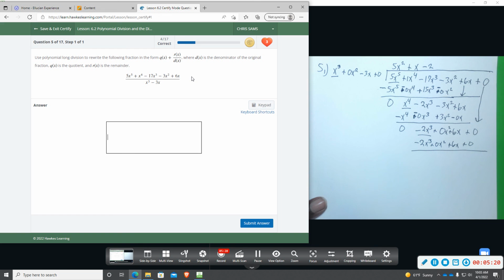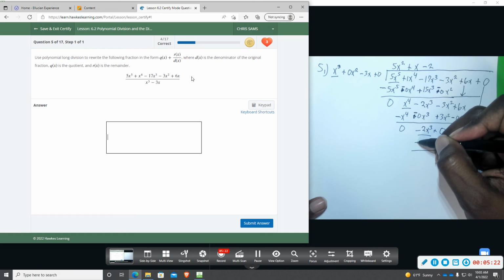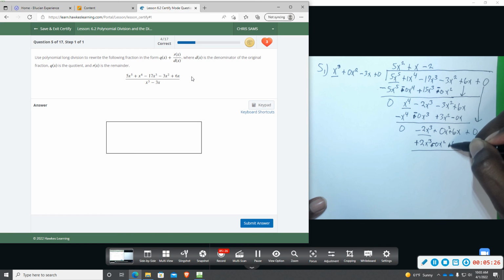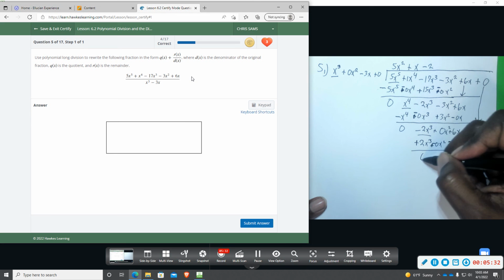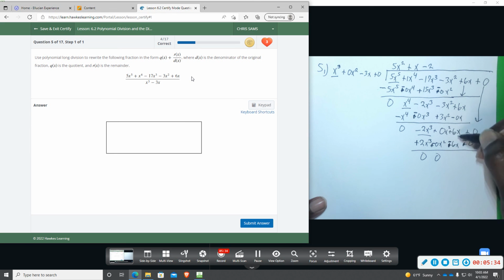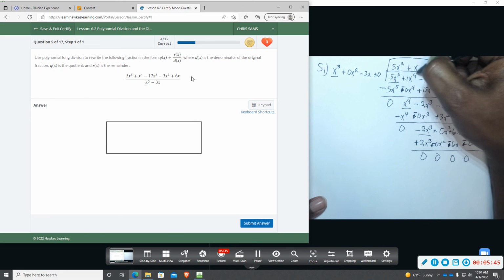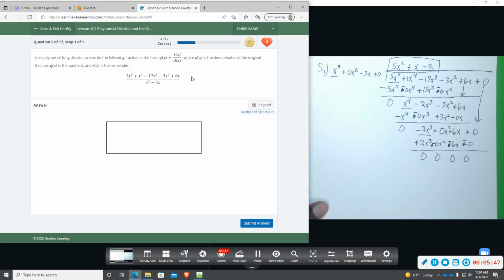All right. Change the signs. Plus, minus, minus, and then minus. Here they go to 0. That was just 0. Here we go to 0, positive 6x, negative 6x, and then 0, just 0. So we don't have any remainder. So here's our final answer up here, 5x squared plus x minus 2.